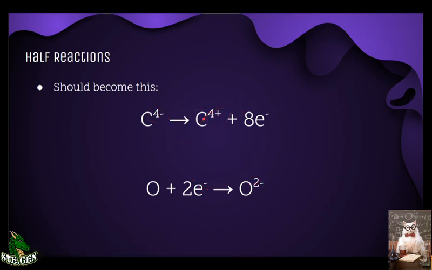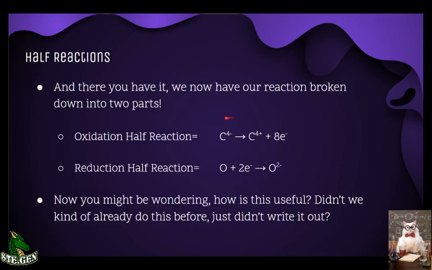If you remember in class, we talked about how the charges lining up were not going to be incredibly relevant, yet this is where the charges are relevant. And there you go. We have our reaction broken down into 2 parts. We have an oxidation half reaction and a reduction half reaction.